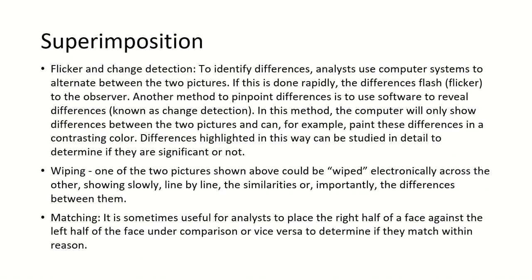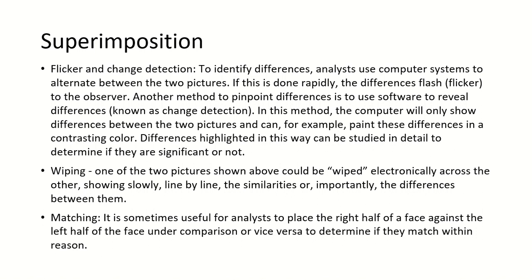The various types of superimposition techniques involve flicker and change detection. In flicker, both the images are superimposed and then non-superimposed, again superimposed, non-superimposed, rapidly to estimate the similarities and differences.